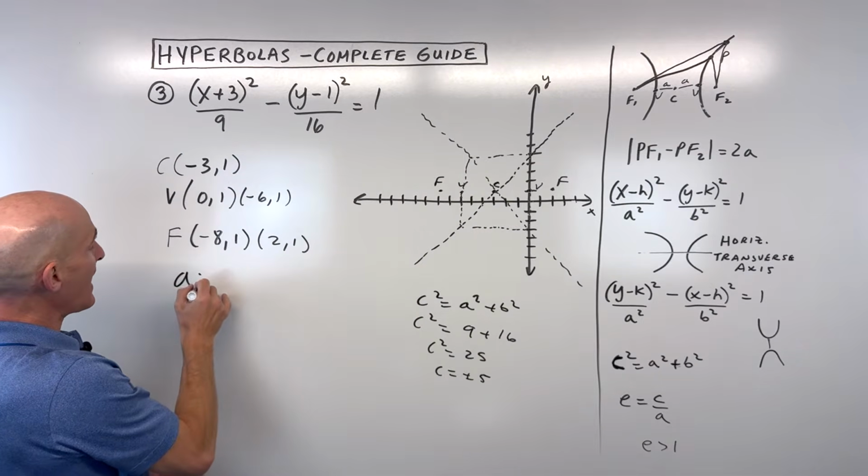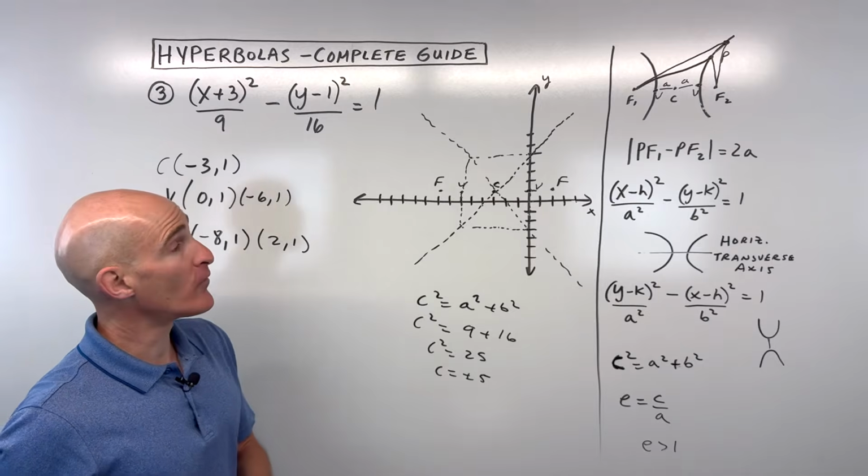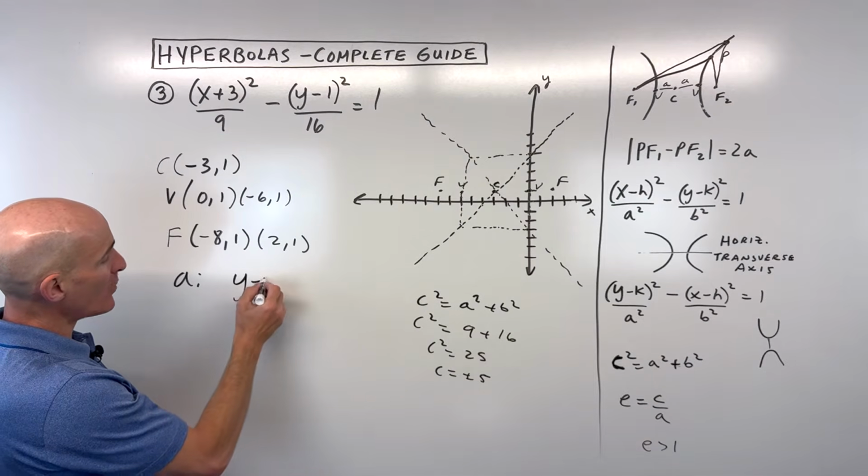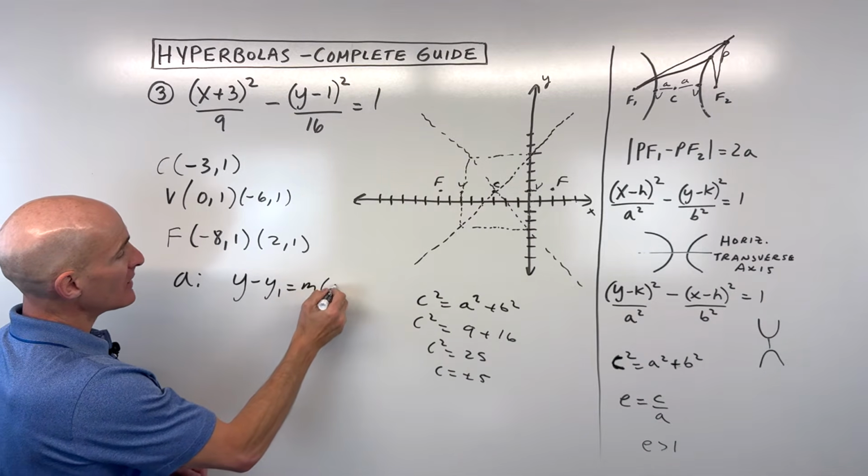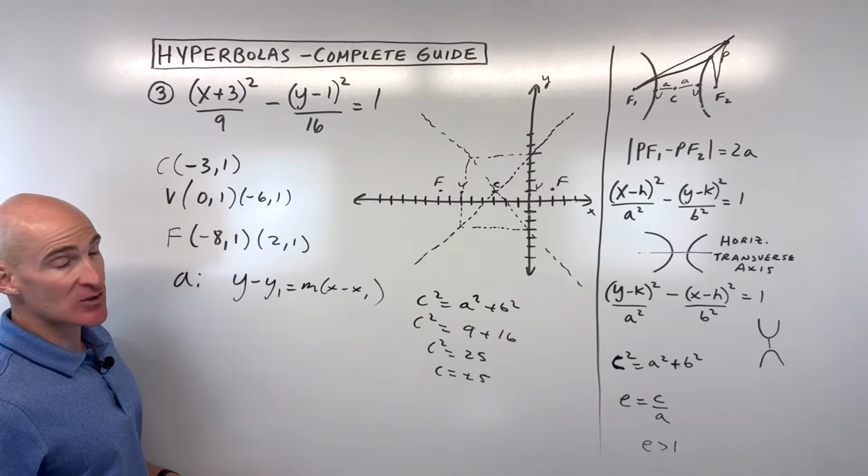For the equations of the asymptotes now, we're going to use the point-slope form of the equation of a line. Remember, this is y minus y1 equals m times x minus x1.